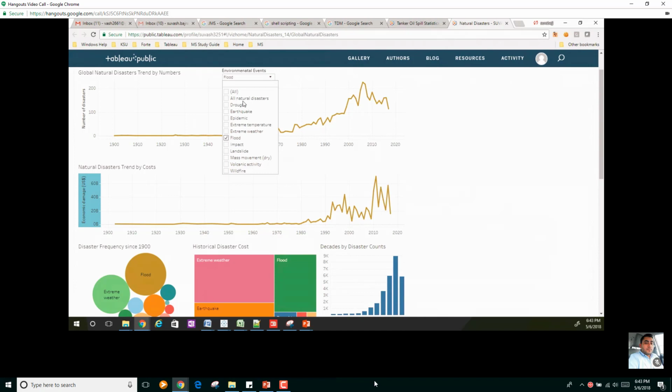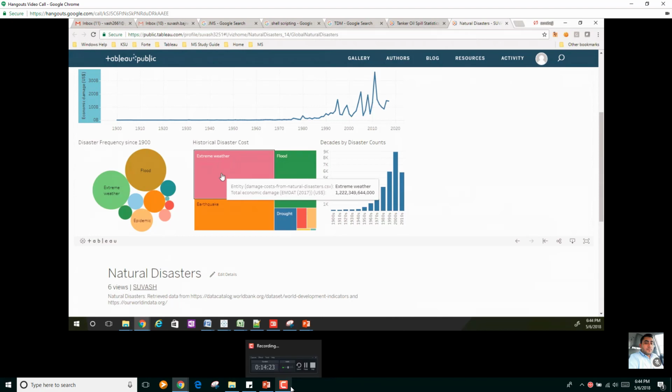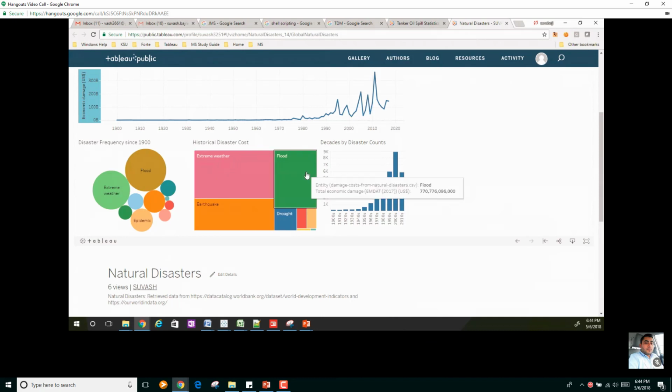So back to all natural. The frequency of disasters, it seems that since 1900, flood has happened 4,851 times, and extreme weather was 4,045 times. And cost-wise, extreme weather costs quite a lot. That's a lot of numbers there. I think it's like $1 trillion. More than $1 trillion caused by extreme weather, and then flood, followed by earthquake.